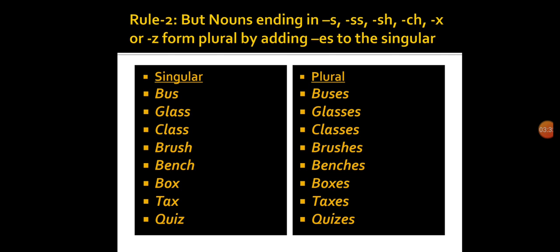See, in these examples, the last letter in the first word is s. So we have added es for its plural number. Glass, here double s is written, so we add es. Similarly in class, double s. Brush, here sh. Bench, ch. Box, here x. Text, here x. Quiz, here z. So in all these words we just add es for forming the plural.